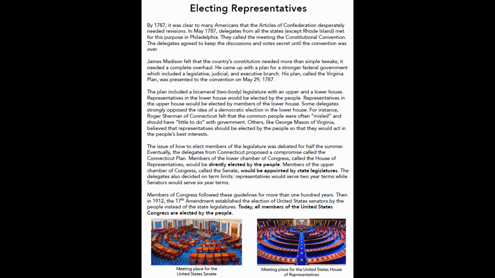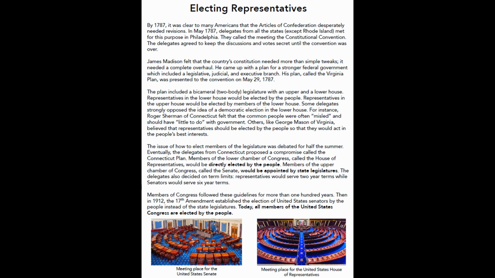Our final slide is called Electing Representatives. By 1787, it was clear to many Americans that the Articles of Confederation desperately needed revisions. In May 1787, delegates from all the states, except Rhode Island, met for this purpose in Philadelphia. They called the meeting the Constitutional Convention. The delegates agreed to keep the discussions and votes secret until the convention was over. James Madison felt that the country's constitution needed more than simple tweaks. It needed a complete overhaul.